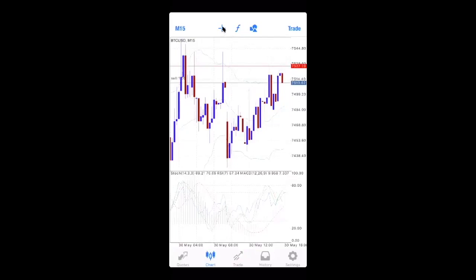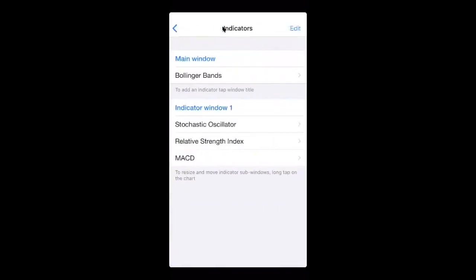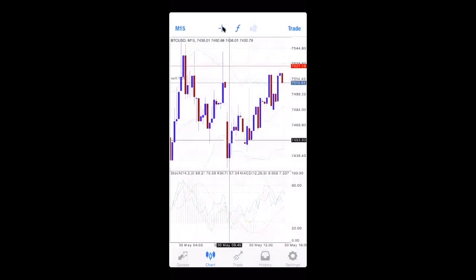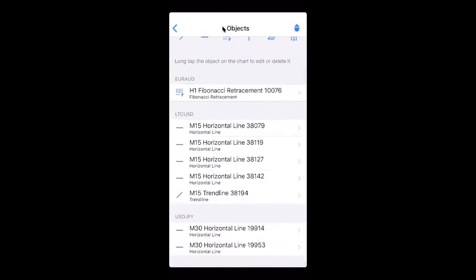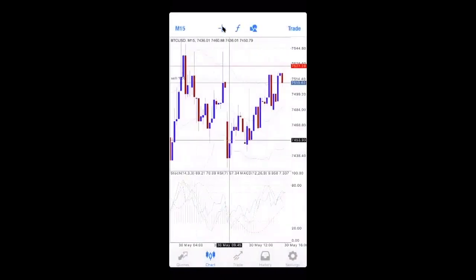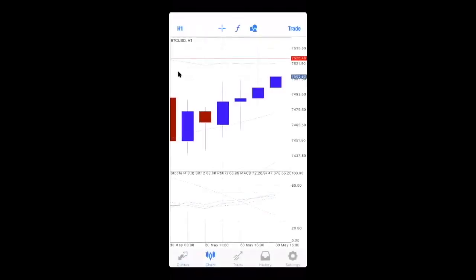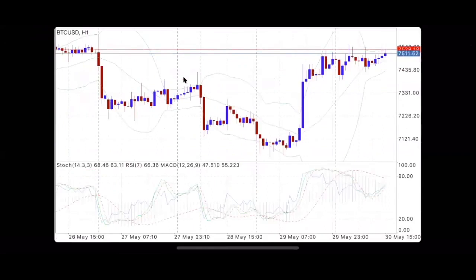You also have access to your indicators over here, and you can find it right over here. You can choose different indicators, and we'll get into that in later lessons. You can even add objects. So for example, let's just say that we do a horizontal line and we have it right over here. So you'll be able to access all your tools and indicators right over here. You're going to learn more about this stuff in later lessons. And I'm actually going to turn my phone to the side so you'll be able to see the chart a little better. So here's the Bitcoin USD chart.